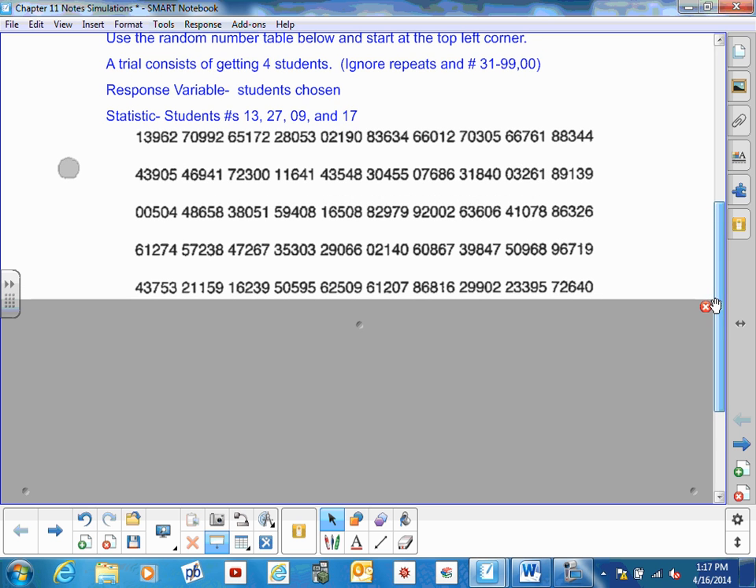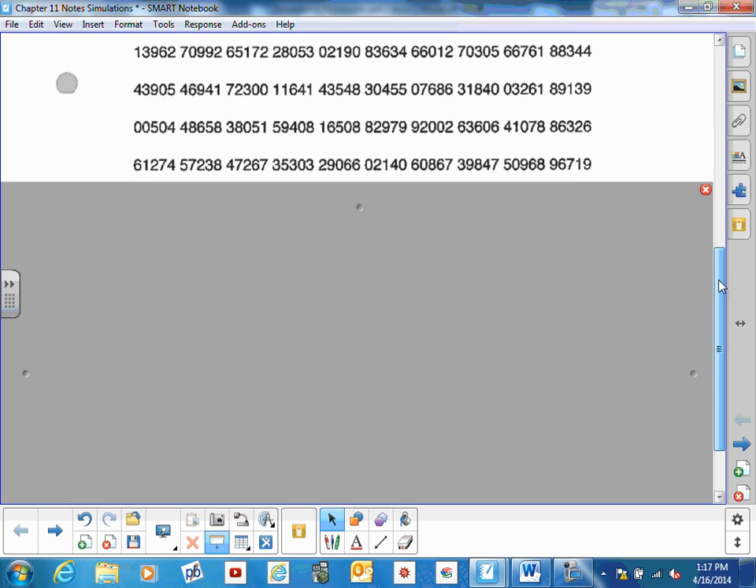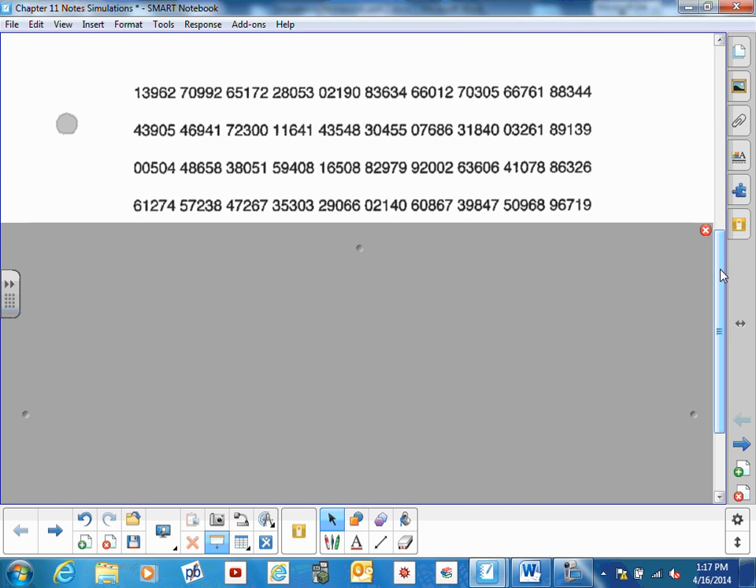Okay, and let's show how we mark stuff. Pretend like you don't know that. Okay, so here we go. I'm starting at the top left corner. I'm going to pick 2 digits, and you want to mark on these so somebody can see what you're doing. So I'm going to underline the 2 digits I'm looking at. And what do you say about 13? Is that going to be a person chosen? So I'm going to label that number 1 because that's the first person chosen.